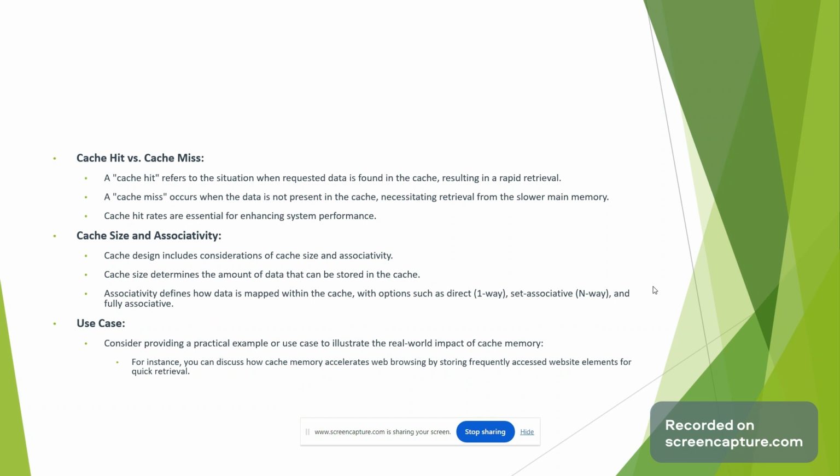Cache size and associativity. Cache design includes consideration of cache size and associativity. Cache size determines the amount of data that can be stored in cache. Associativity defines how data is mapped within the cache, with options such as direct mapped, set associative n-way, and full associativity. Use case. Consider providing a practical example or real-world scenario. For instance, now let me show you something.